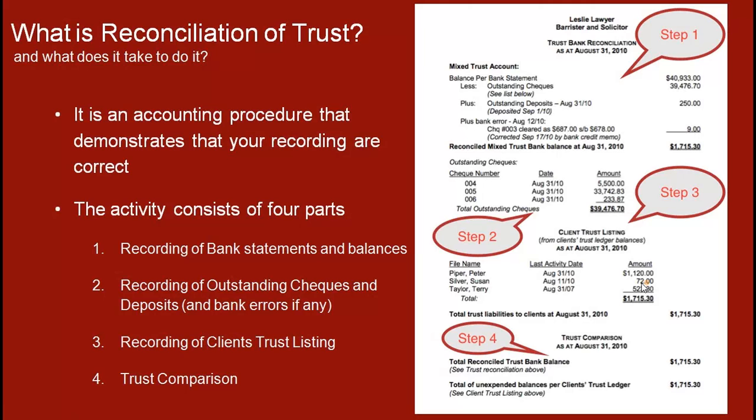And the last but not the least, the total reconciled trust bank balance and the total unexpended balance for a client's trust ledger need to match. Okay, so it is this number that needs to match. It's not the 40,000 that needs to match. Okay? And I know it sounds simpler, but it truly is.